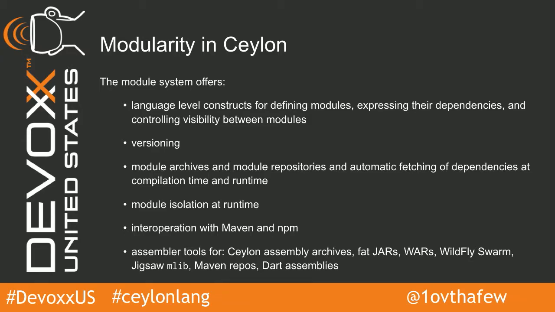Along with all the bits you need to be able to run that assembly, including the module runtime and so on. There are also assembly archives for JavaScript. So a better way to describe it is an assembly archive is essentially a zipped up module repository along with the extra things that are needed to run the program.